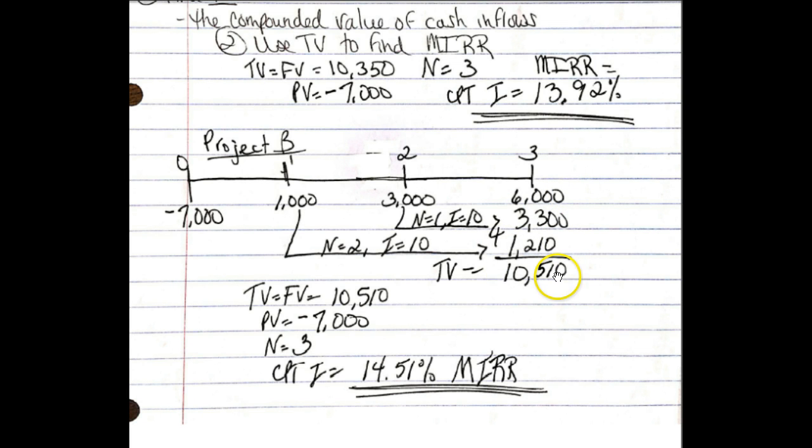Add the 3 up and you should get $10,510. That becomes a future value. Your cost is your present value over 3 years. Compute I and you should get 14.51%. So what's the rationale? How do we know what to do here? You accept the MIRR, or excuse me, the project with a higher MIRR, and in this case it's project B. And the MIRR does need to exceed the cost of capital as part of the rationale.